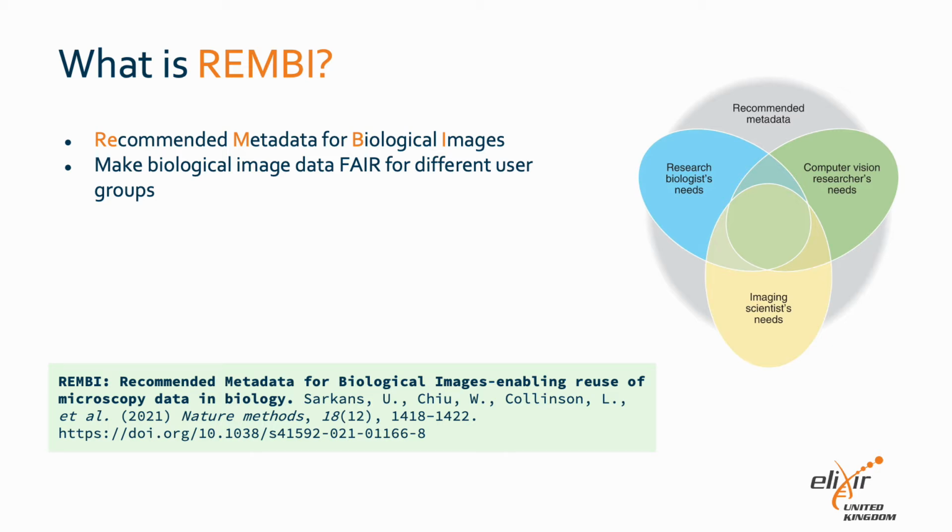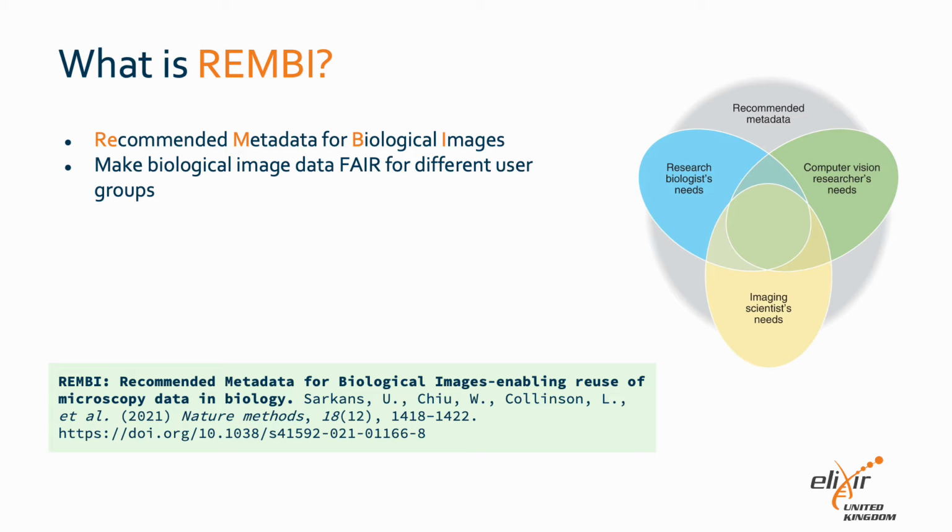In the REMBI publication, the authors highlight three potential user groups for bioimage data: research biologists, image scientists, and computer vision researchers. These users will all be interested in bioimage data, but for different reasons, and therefore need different metadata. For example, a research biologist may be interested in the biological sample that was imaged in order to compare it to other samples that they are working with.